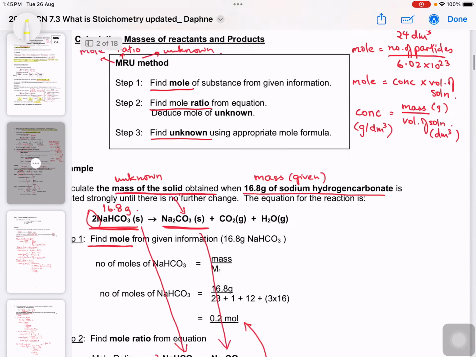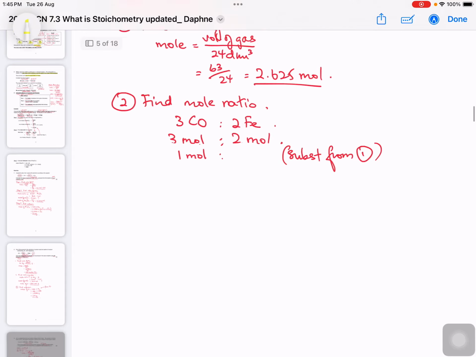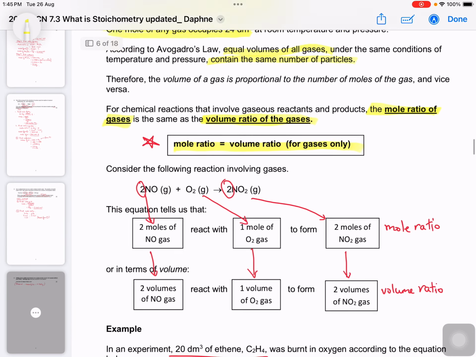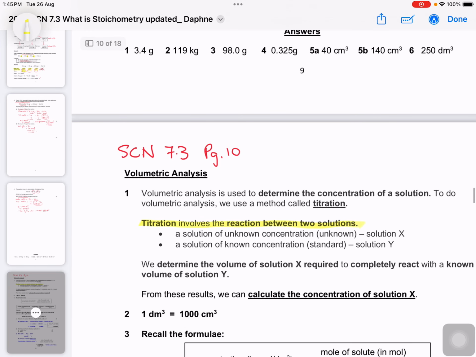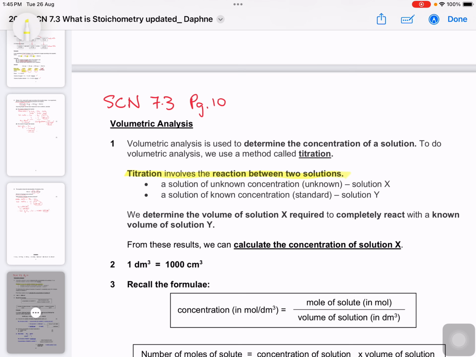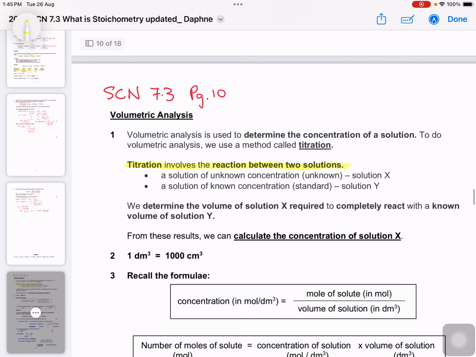Right, so today we are continuing from our calculation worksheet on stoichiometry, and we are now going on to page 10 of worksheet 7.3. Now, volumetric analysis. So what is volumetric analysis? It's a kind of calculation used to determine the concentration of a solution. You want to find concentration, basically.